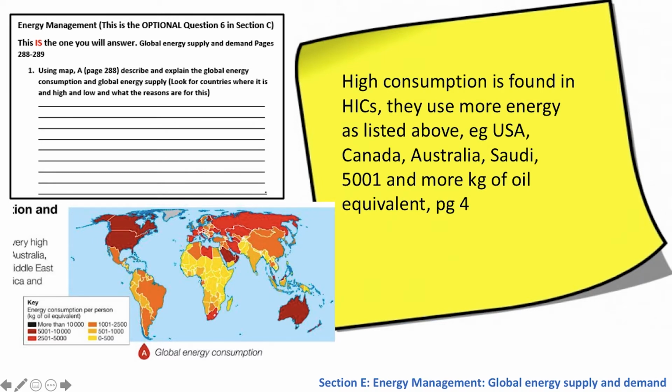There are high consumptions in HICs. Remember, these are high income countries. So if we look, for example, at Australia, the United States of America, parts of Europe, if you look at Spain, France, Germany, you can see quite clearly that they're using high levels of consumption of energy. They've given examples here of the USA, Canada, Australia, Saudi Arabia. You can see that they're using over 5,001 and more kilograms of oil equivalent. So using huge amounts of oil. Okay, let's move on.